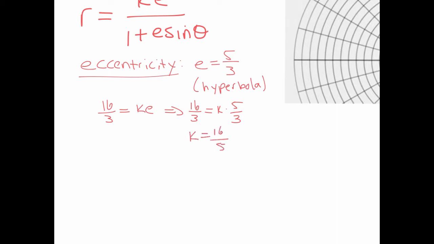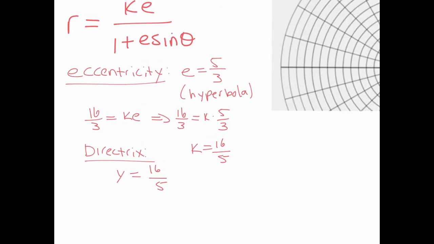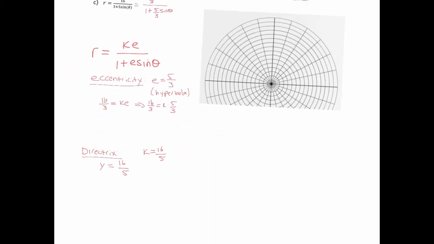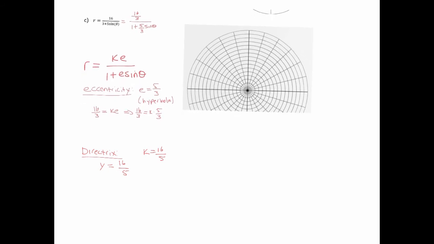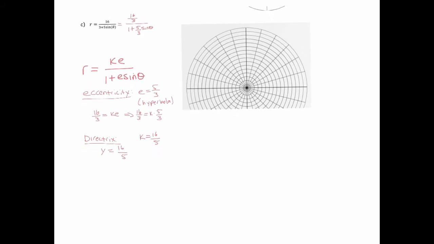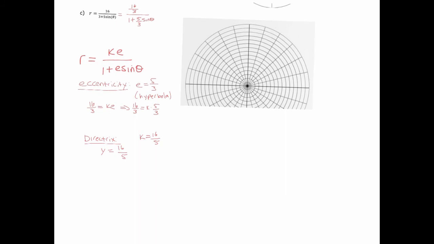But the actual equation of my directrix, therefore, would be y equal to, now that's a plus, it's in the form of plus e sine theta, so it's going to be y equal to positive 16/5. Now the one thing you got to keep in mind is that this is a hyperbola, so it's going to actually have two directrixes, but we'll deal with that when we get to it, and we can just use symmetry to find it.